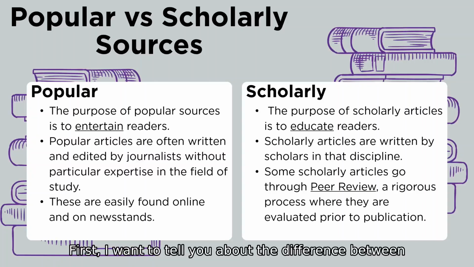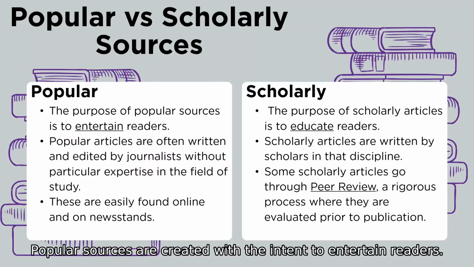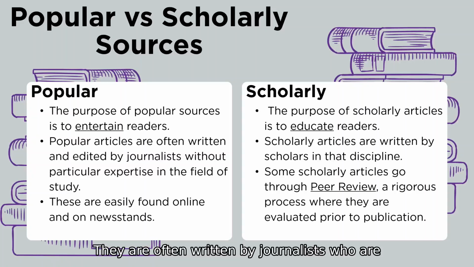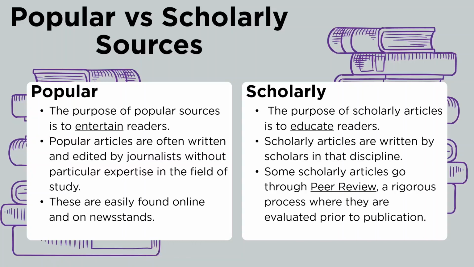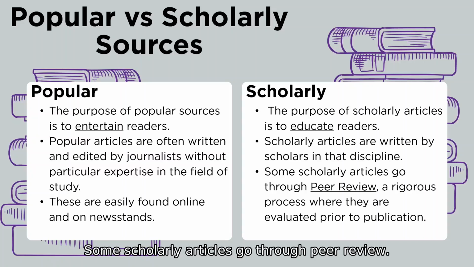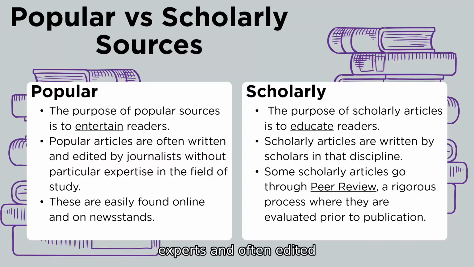First, I want to tell you about the difference between popular and scholarly sources. Popular sources are created with the intent to entertain readers. They are often written by journalists who are not experts in that field, and they are easily found online and on newsstands. Scholarly sources are written to educate readers. They are written by scholars in that discipline. Some scholarly articles go through peer review. That is a rigorous process where they are evaluated by other experts and often edited prior to publication.